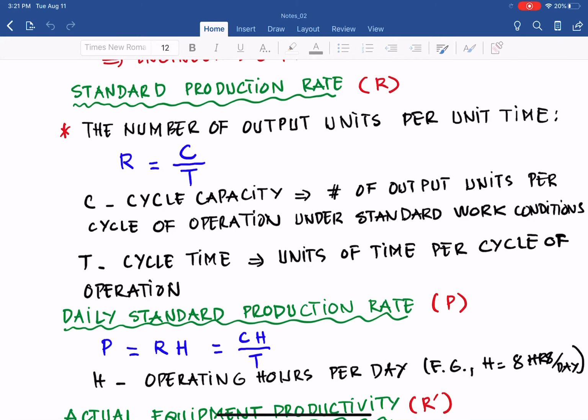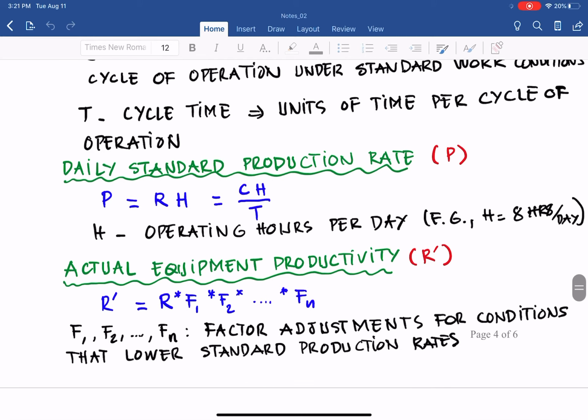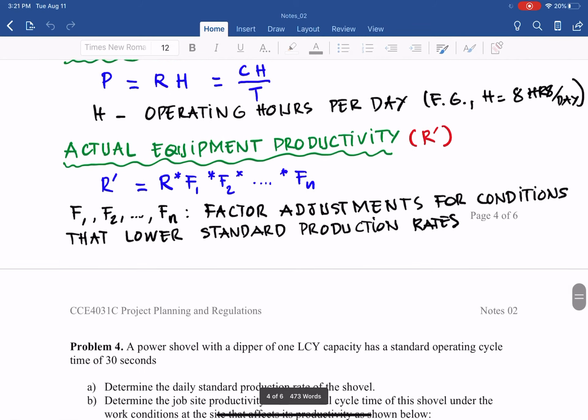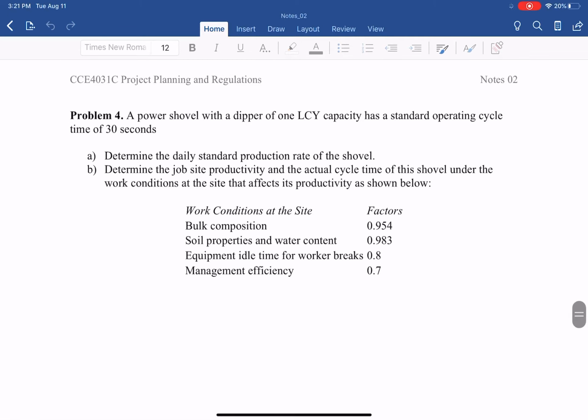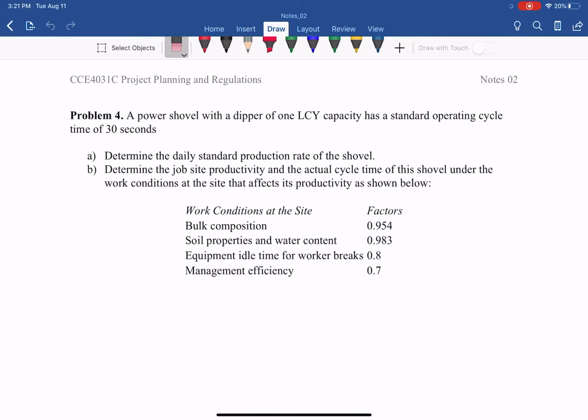Let's apply the standard production rate, daily standard production rate P, and actual equipment productivity in problem 4, and then problem 5. So problem 4, a power shovel with a dipper bucket of 1 loose cubic yard capacity had a standard operating cycle T of 30 seconds. The question is to determine the daily standard production rate, and also determine the job site productivity and the actual cycle time of this shovel under the work condition that has the effect of 4 factors that we have in here.